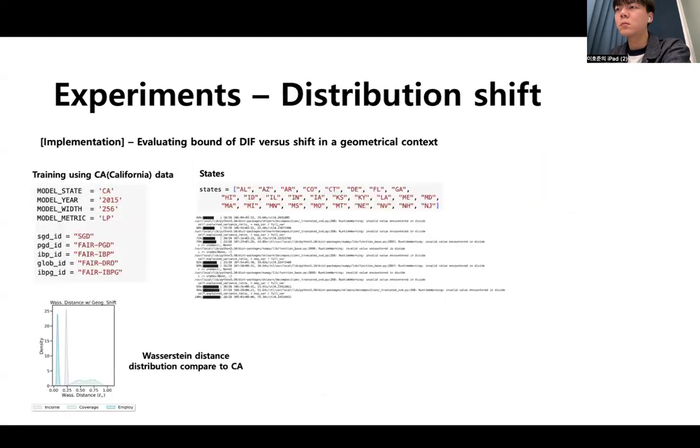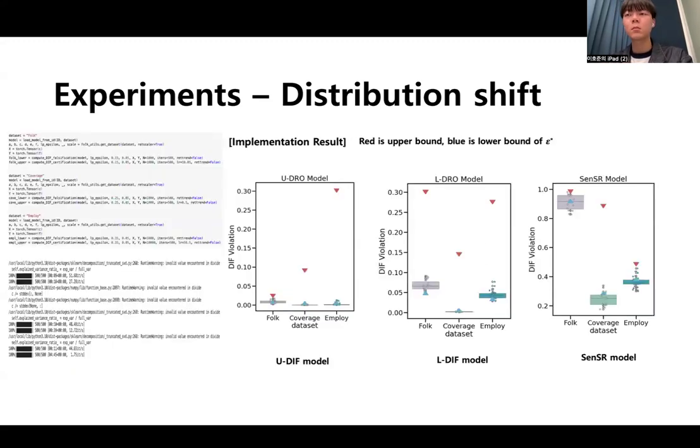I was able to evaluate the DIF bound on the distributional shift using the PERC table dataset. The model was trained on the California data from the PERC table dataset, and the estimated gamma from the paper was used directly in the bound calculation based on the Wasserstein distance distribution between the California data and each state's data. Based on the estimated gamma, the upper and lower bound of epsilon star was calculated, and the bounds were compared with the average individual fairness of each state through plotting.